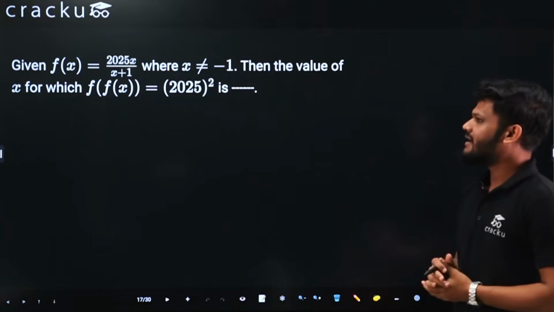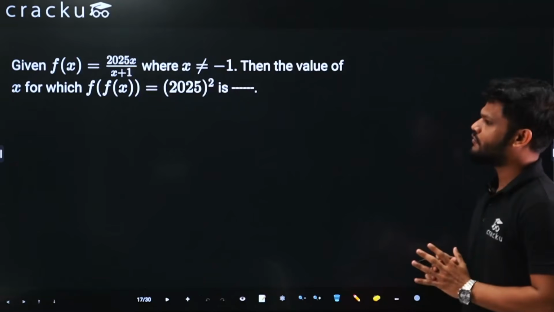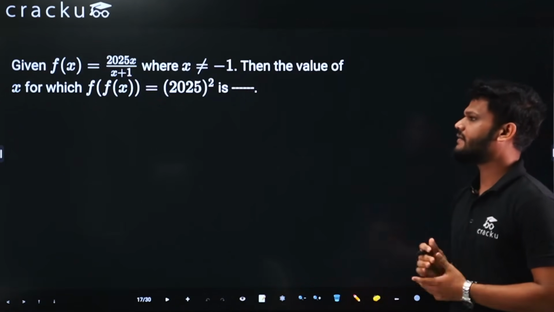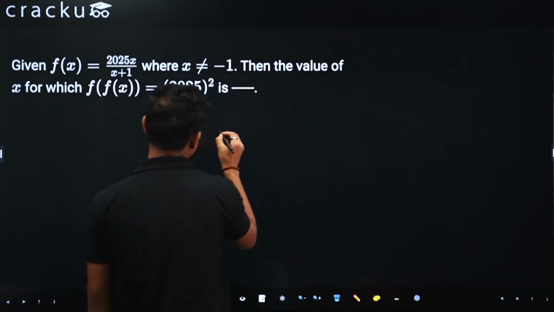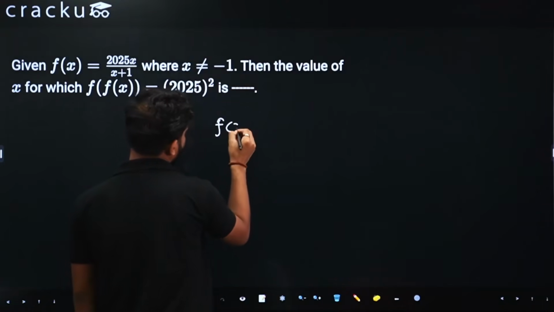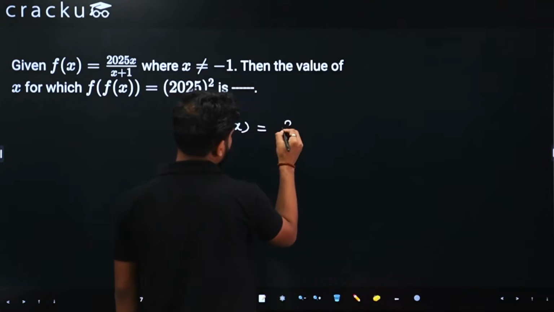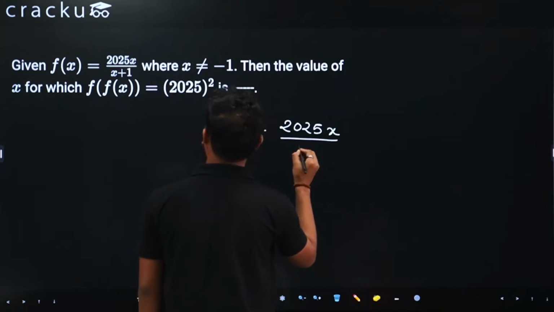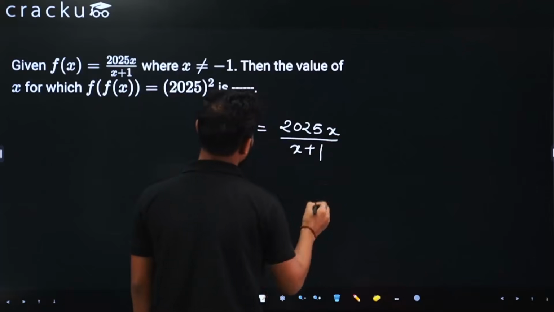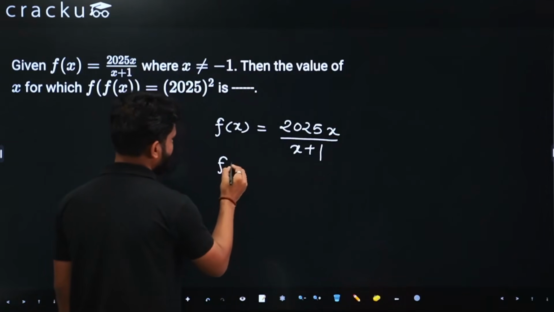In this question, we have been given a function and we need to find the value of x for which f of f of x is 2025 squared. So let us try to find this. So we have given f of x as 2025x upon x plus 1. What will be f of f of x?